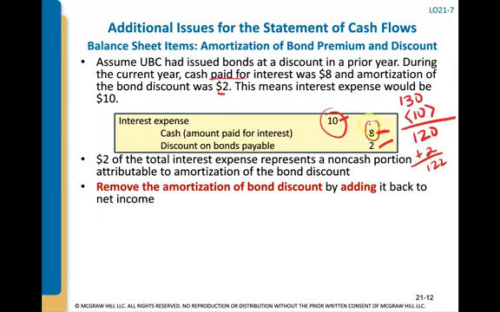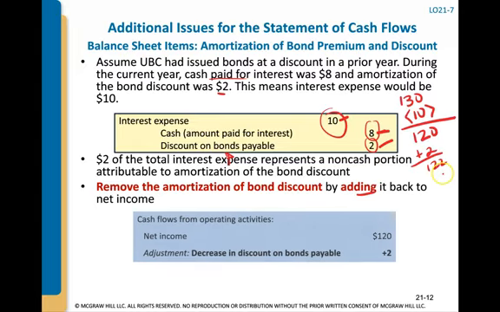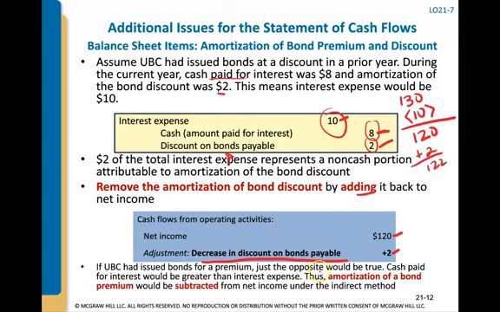So whatever your amortization of the bond discount is has to be added back to net income to get to the cash basis net income number. And this is how it would be reflected. You would start with your net income, and you have an adjustment for the decrease in discount on bonds payable.